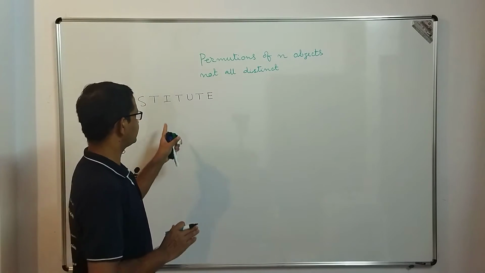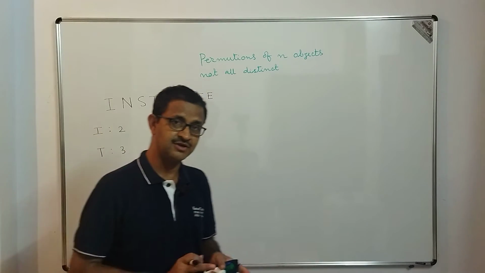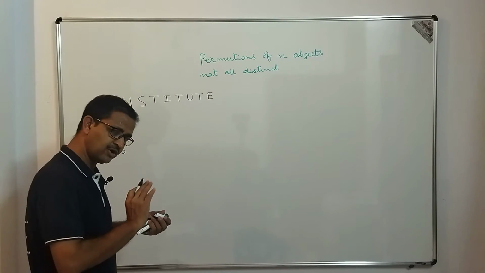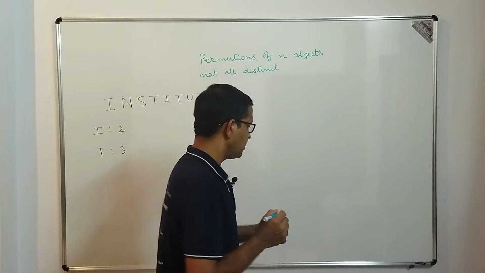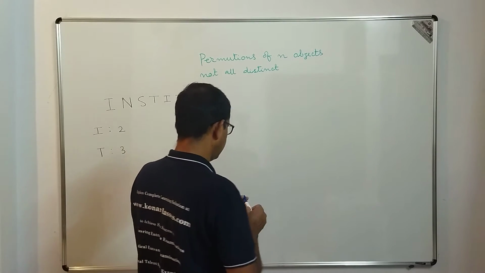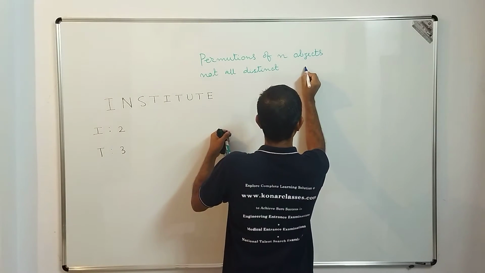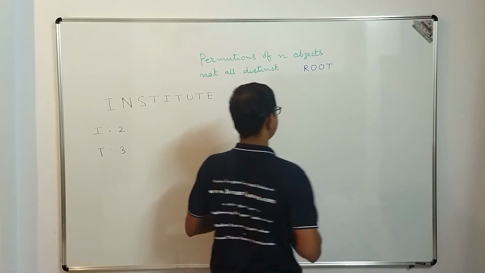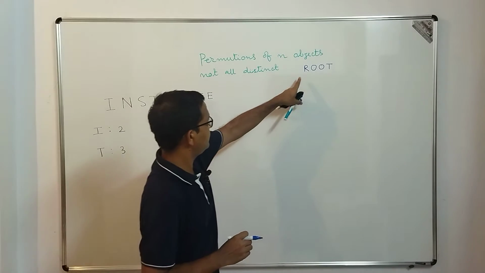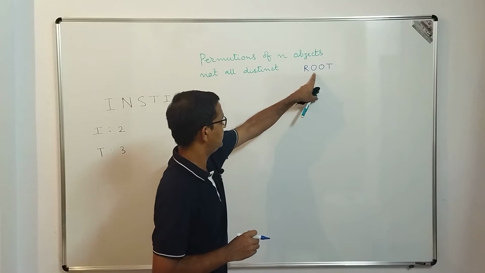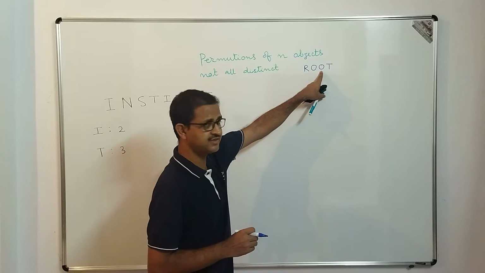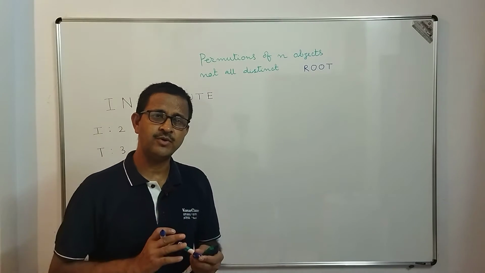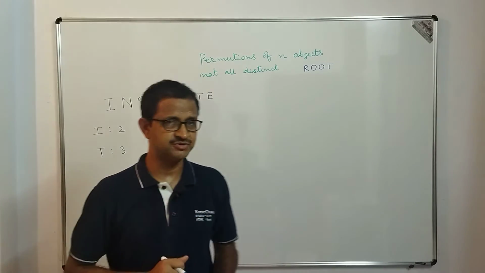We have discussed the formula in the last session. Today we are going to derive that formula. Let's take a small example and try to understand. For that we are going to take the word ROOT. Out of these 4 letters, 2 are actually the same: O appeared twice. Now in how many ways can we make that permutation possible?